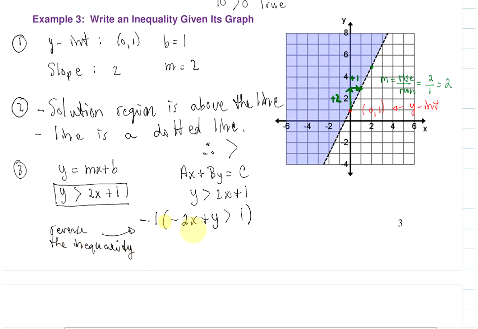Okay, so negative 1 times negative 2x is 2x. Negative 1 times y is negative y. Switch my inequality from greater than to less than. And negative 1 times 1 is negative 1. And so here is my inequality in standard form. Okay, so this concludes example number 3.